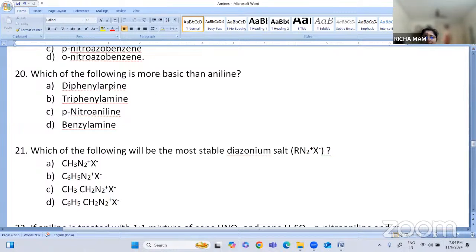A, diphenylamine. Okay, it is an amine. Then B, triphenylamine. C, para-nitroaniline. And D, benzylamine. Which is more basic? I'll give the structures. Diphenylamine.